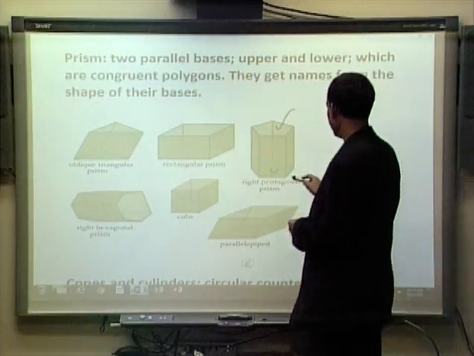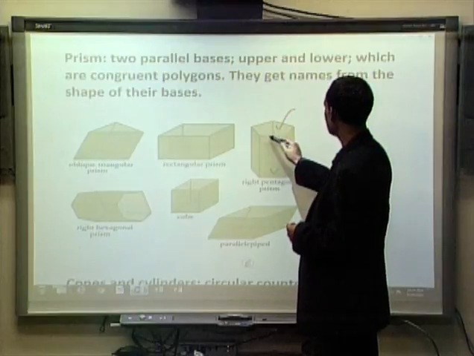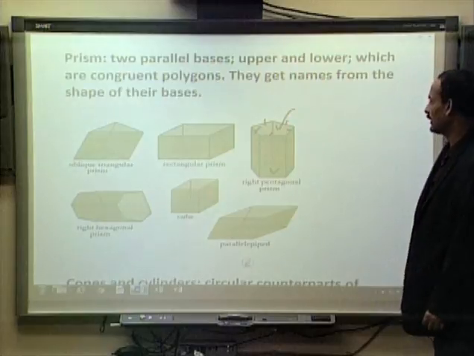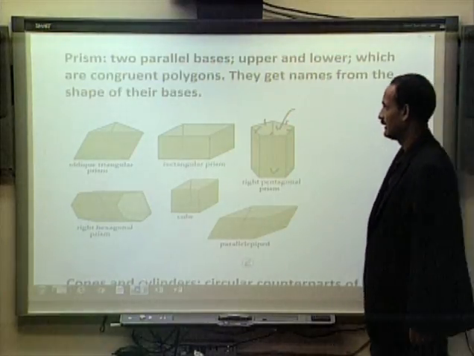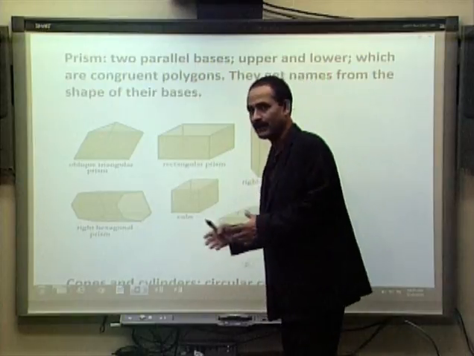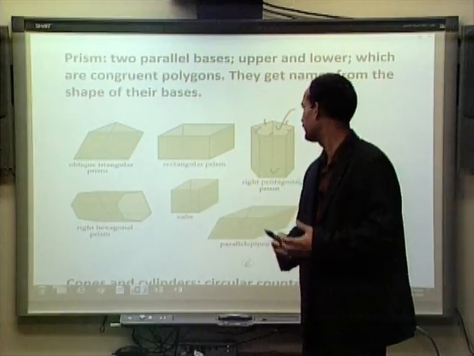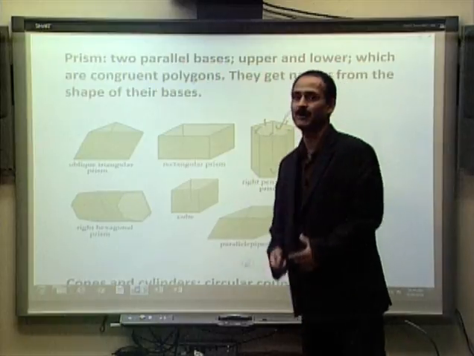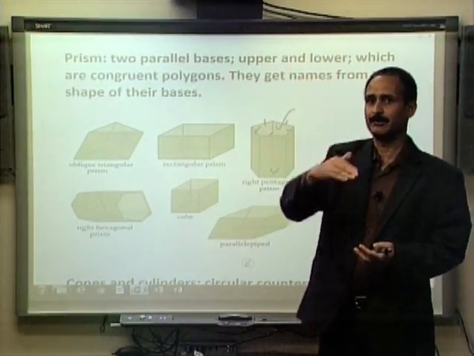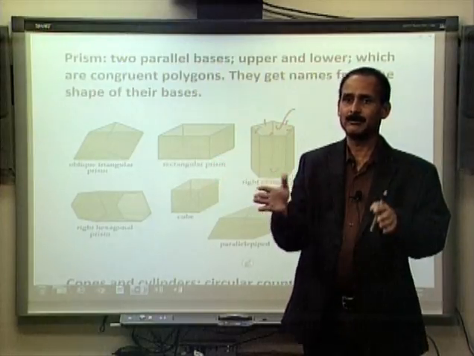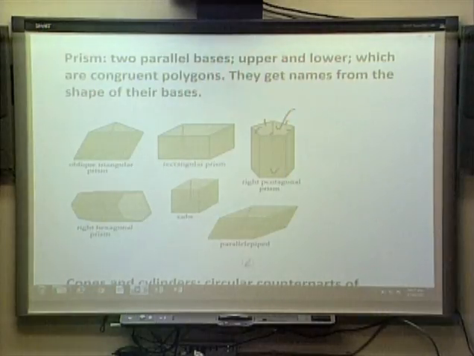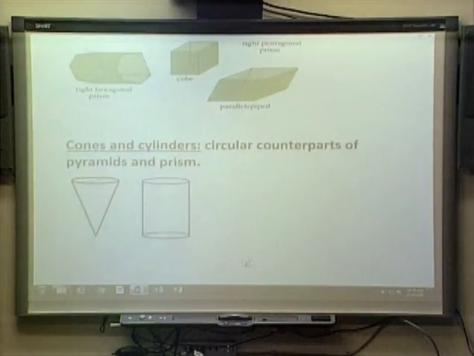So here the base looks like 1, 2, 3, 4, 5. So it should be a pentagonal prism. Well, this is a rectangular slab, so rectangular prism. And a cube is an example of a prism also, because you may think the top of the cube is one of the bases, the bottom of the cube is one of the bases, and the lateral sides are other polygons. Hexagonal prism and parallelepiped is also a prism.